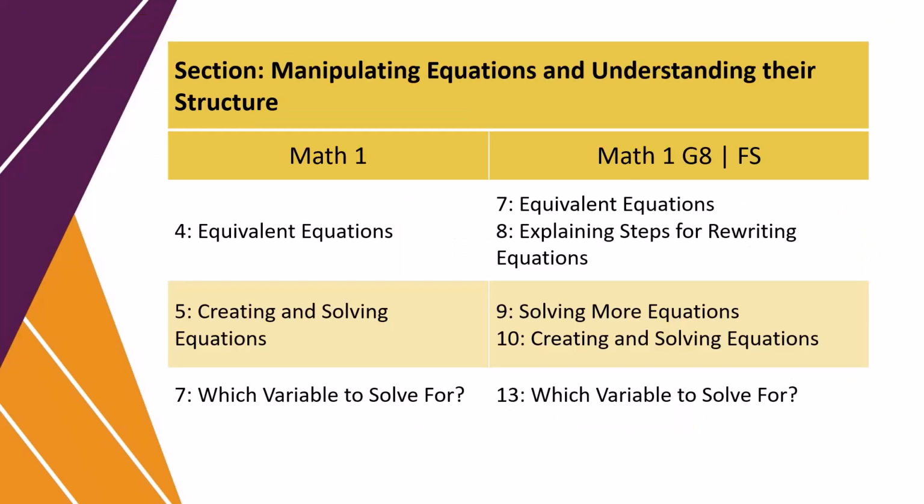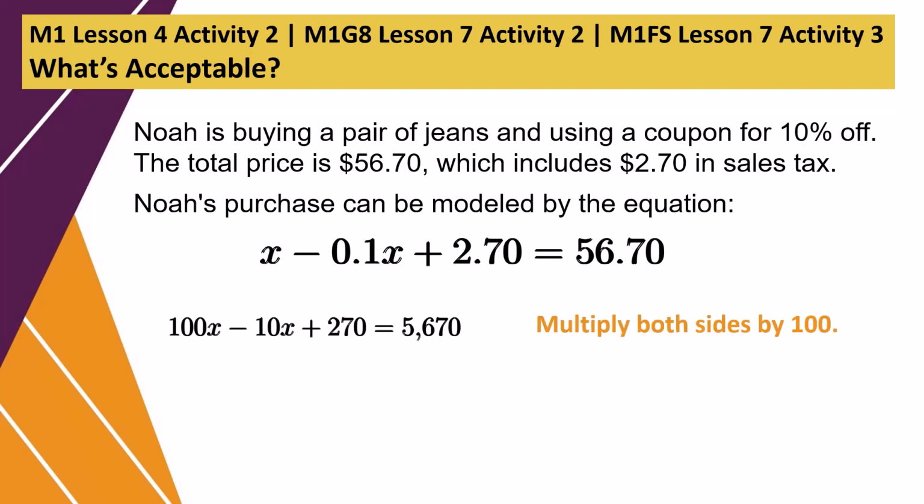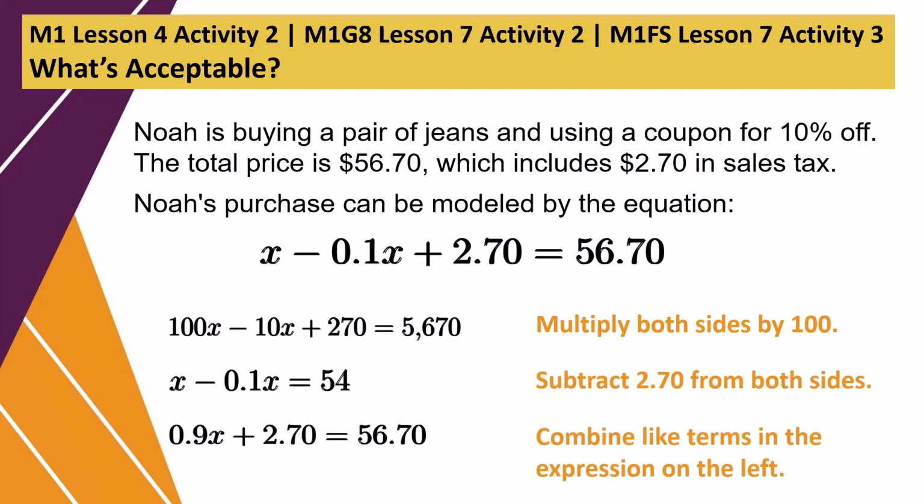In this next section, students build upon their work with equivalent equations from 8th grade. In this activity, What's Acceptable, students begin with a description of a relationship and its related equation. The purpose of this activity is not to solve the equation, but to understand the moves that create equations with the same solutions and those that do not, such as multiplying both sides by 100, or subtracting $2.70 from both sides. Even combining like terms in the expression on the left will create an equivalent equation.